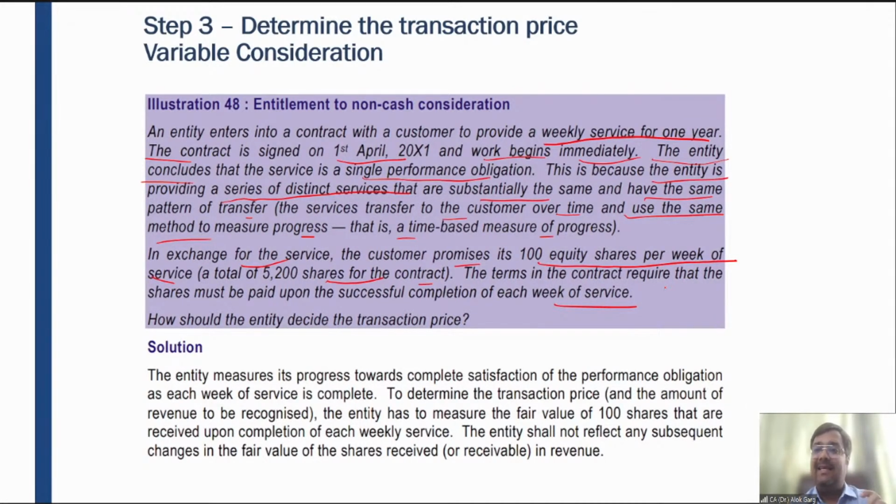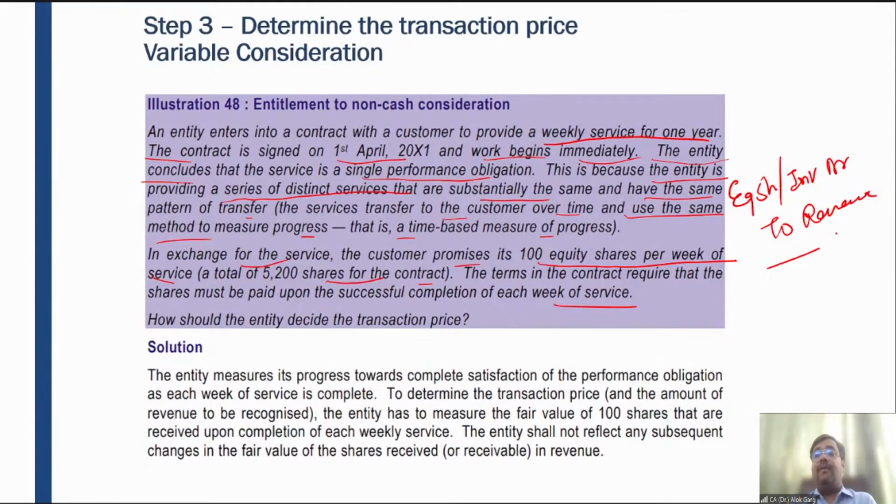So friends, in this case, the transaction price has to be on the fair value of the goods and services received. So what are we receiving? We are receiving equity shares, right? So what will we do? We will debit equity shares or investment in the customer account, and credit the revenue account.